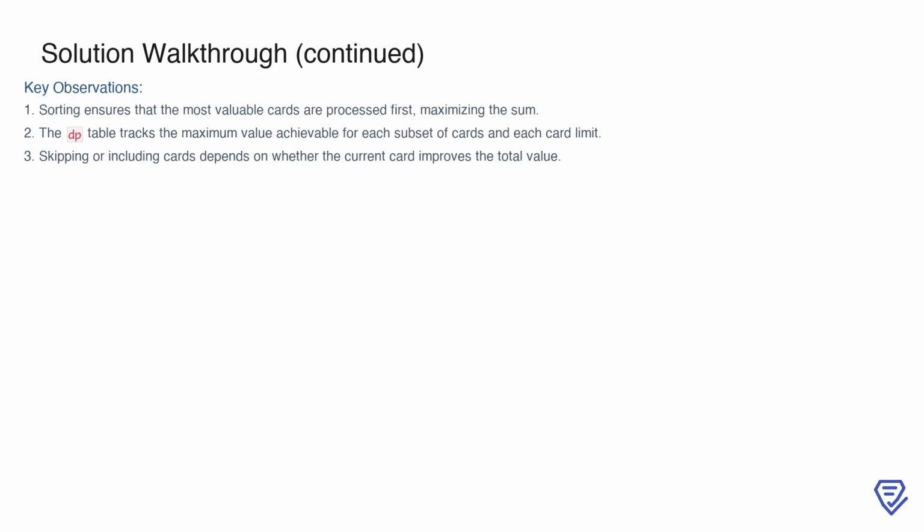From these examples, several key observations emerge. First, sorting ensures that we process the most valuable cards first, which maximizes the sum. Second, the DP table systematically tracks the maximum value achievable for each subset of cards in each card limit. Finally, deciding to skip or include a card depends on whether its inclusion improves the total value, which is determined by our iterative updates to the DP table.